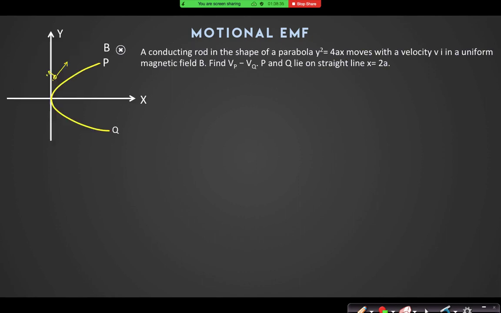Sir, the secondary one is 2 VBL, sir, 2 VBA. No, look, let us forget about this parabolic path. Let us consider any arbitrary conductor like this. Oh no, sir, that is 4 root 2 VBA. Yes, any arbitrary conductor. If this arbitrary conductor is moving with a velocity v in a uniform magnetic field B, how do I find the potential difference between these ends PQ?